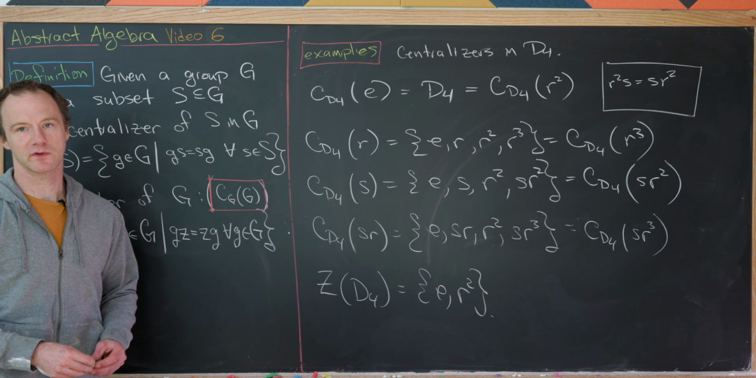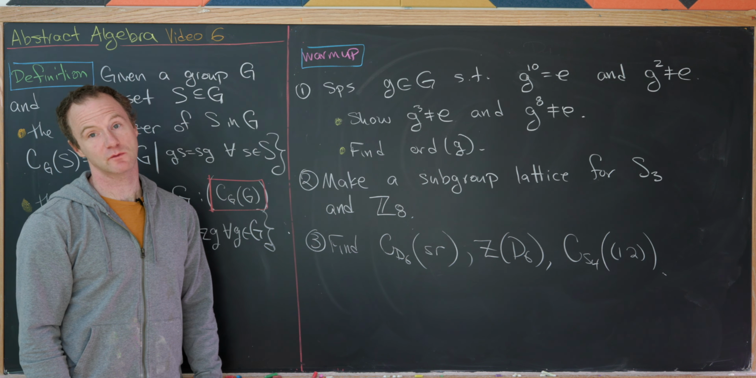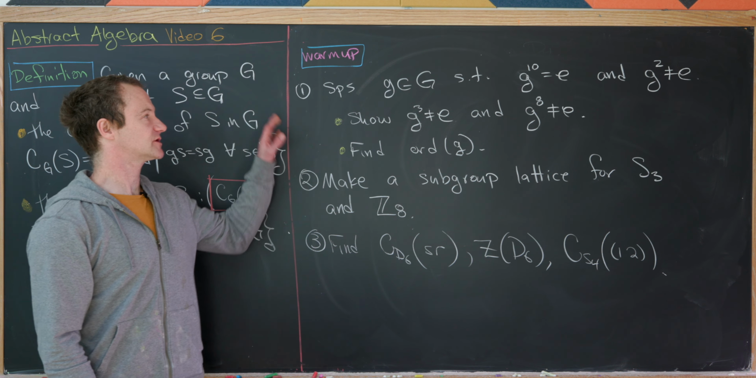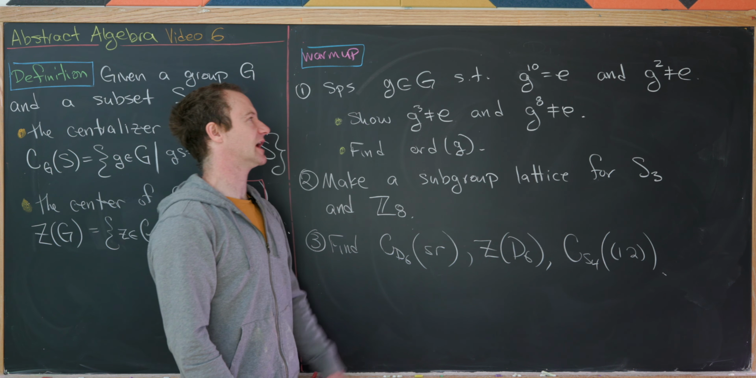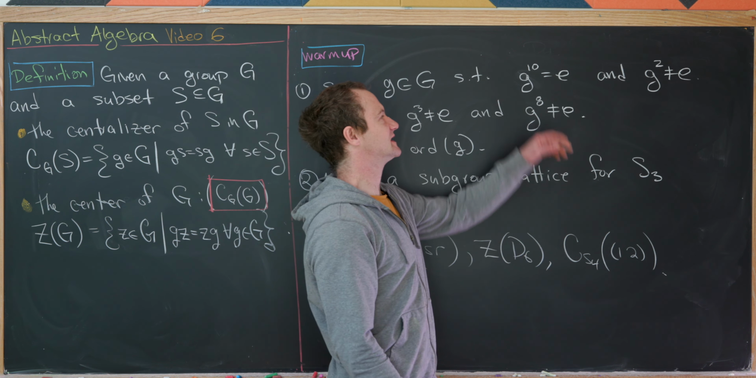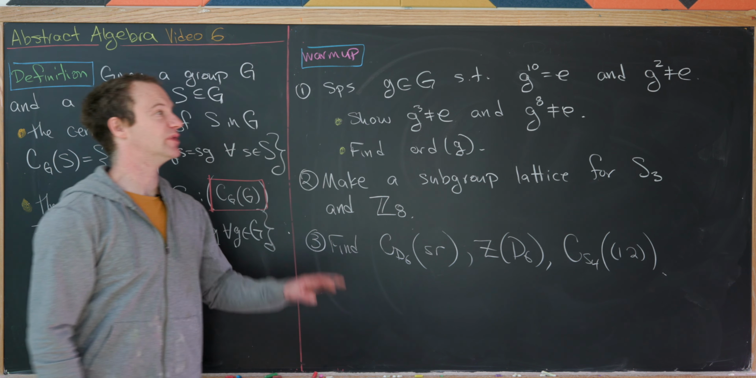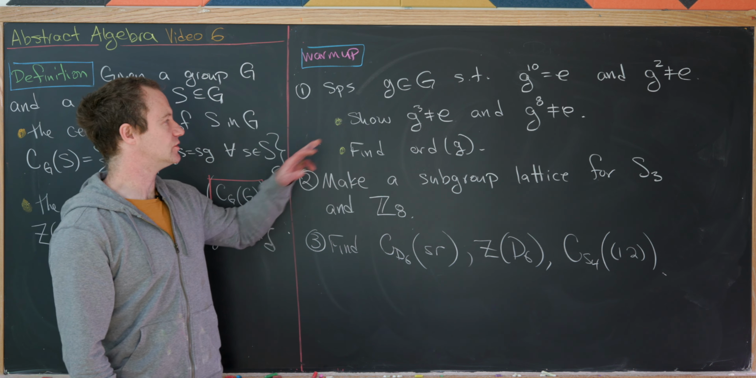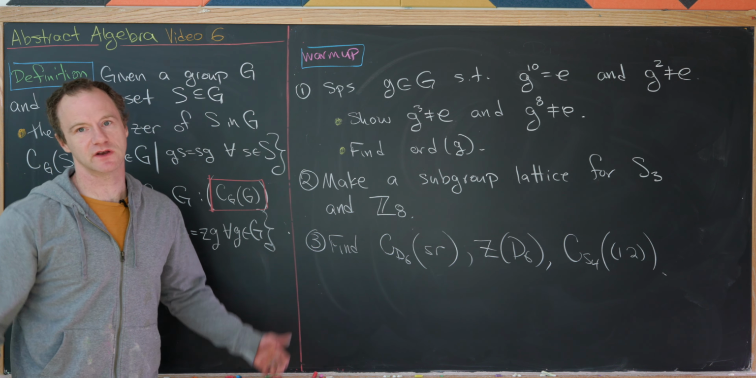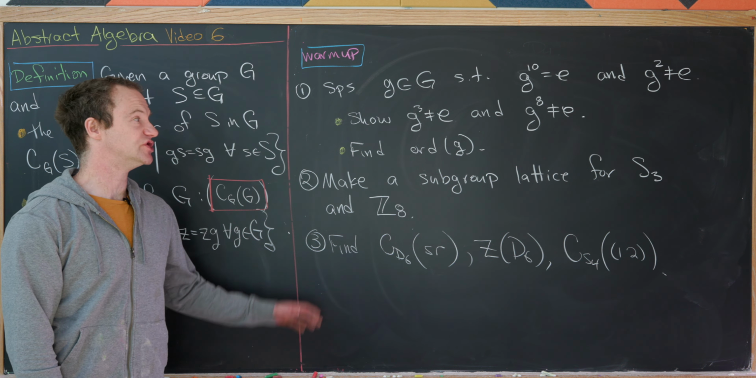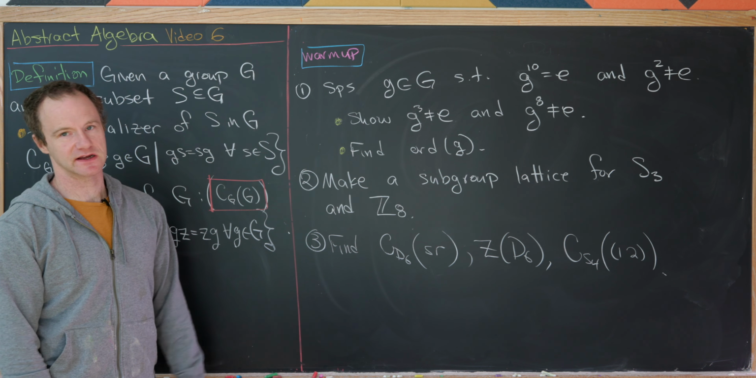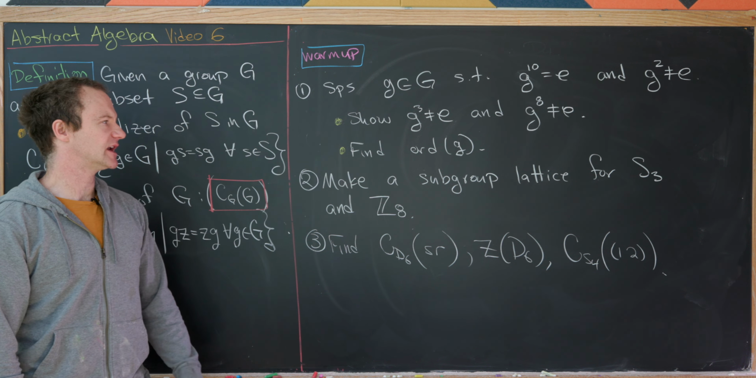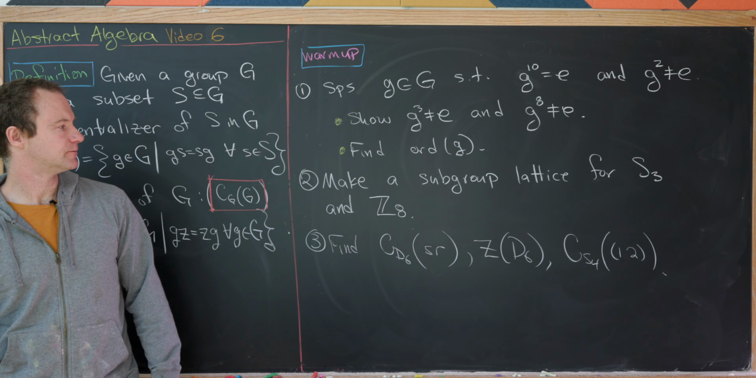Now I'll leave you with some warm-ups. 3 warm-up exercises based on what we did today. The first, let's suppose that we've got a group G and an element little g, where g to the 10 is equal to the identity, but g squared is not the identity. And then what we'd like to do is show that g cubed is also not the identity, and g to the 8th is also not the identity. Then let's find the order of little g.